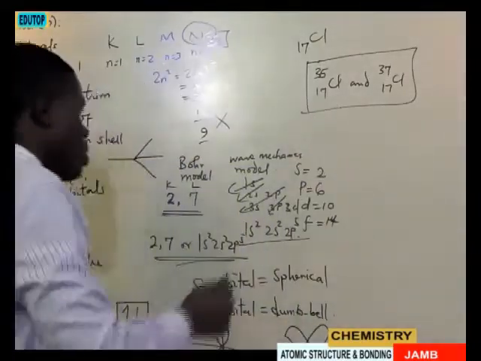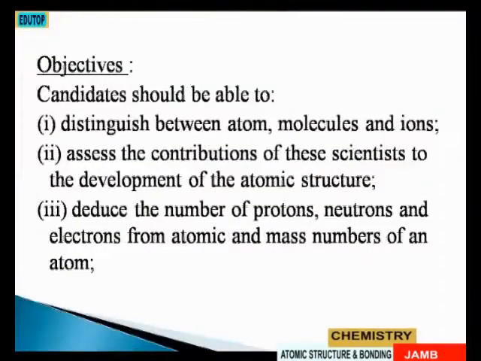An isotope. The objectives. Candidates should be able to distinguish between atom, molecules, and ions, which I have defined. Assess the contribution of these scientists to the development of the atomic structure, which we have talked about. Then deduce the number of protons, neutrons, and electrons from atomic and mass number of an atom.